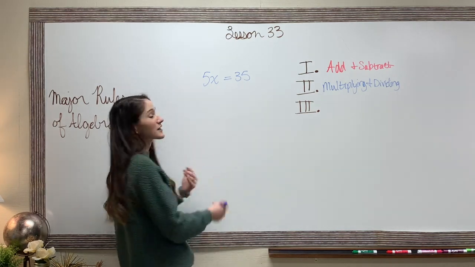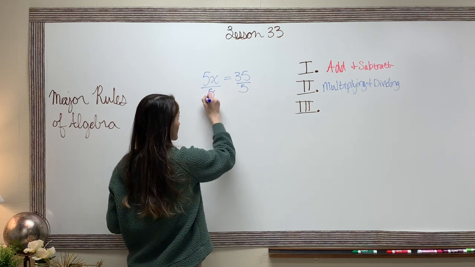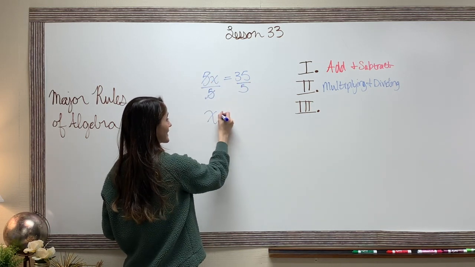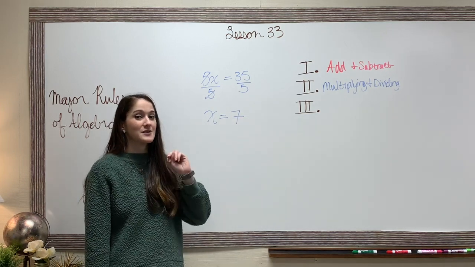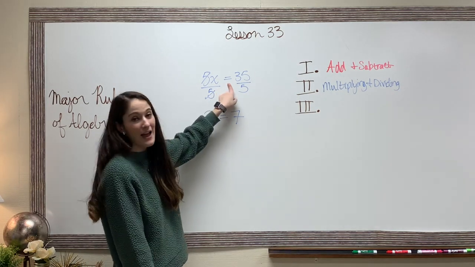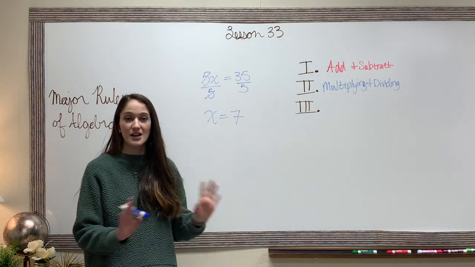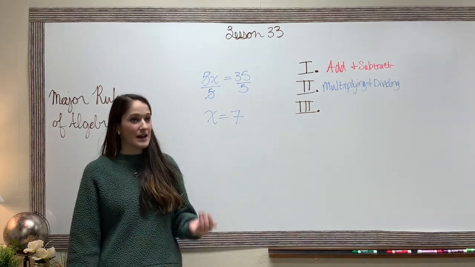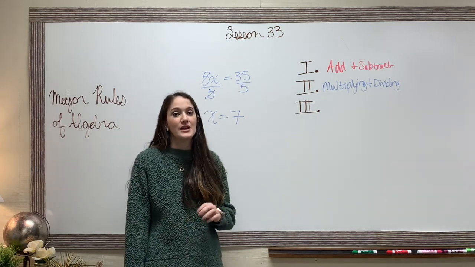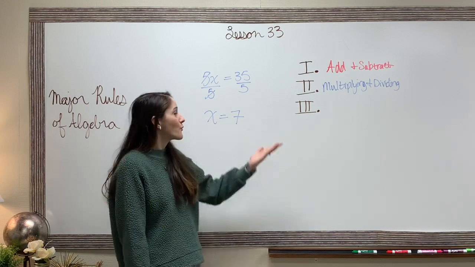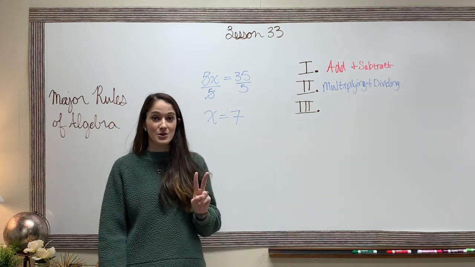So in this case, I want to get rid of 5. Right now 5 is being multiplied to x, so I'm going to divide by 5. And that cancels out the 5, so we're left with x equals 7. But I can only do this because I did it to both sides. And I was only able to do it to both sides because I have an equal sign. If I didn't have an equal sign, I would be stuck with 5x, it would be an algebraic expression, and we would be done. But because there is an equal sign, I can solve for x. But the second major rule that we have for algebra is if I'm going to multiply or divide one side of my equation, I have to do it to the other to keep it balanced. So that's rule number 2.